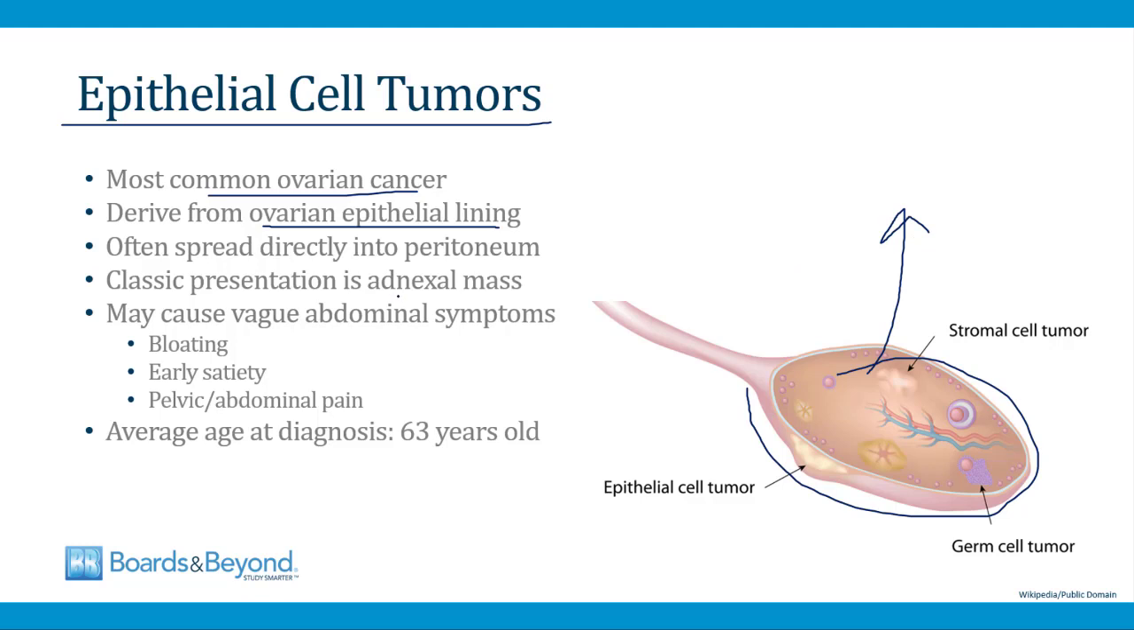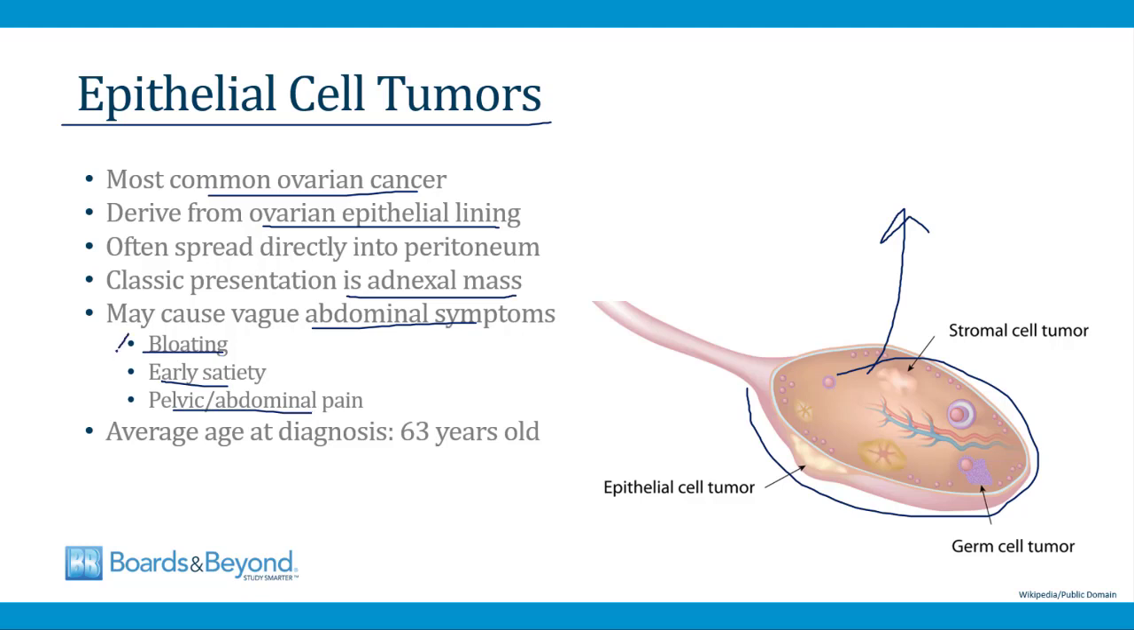The classic presentation is an adnexal mass, and this is one of the major things we worry about when a woman has an adnexal mass. And besides a mass that you can palpate on exam, they may cause vague abdominal symptoms either from localized growth of the tumor or from spread. These are symptoms like bloating, early satiety, and pelvic or abdominal pain.